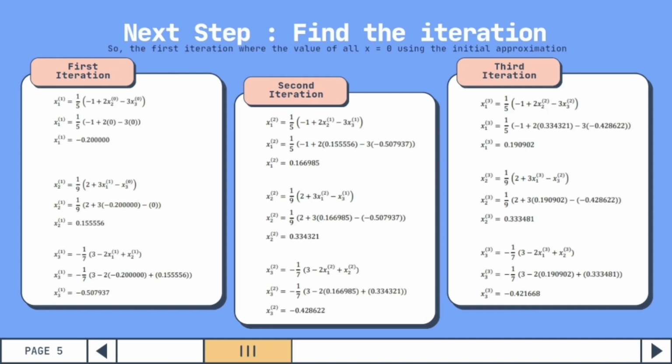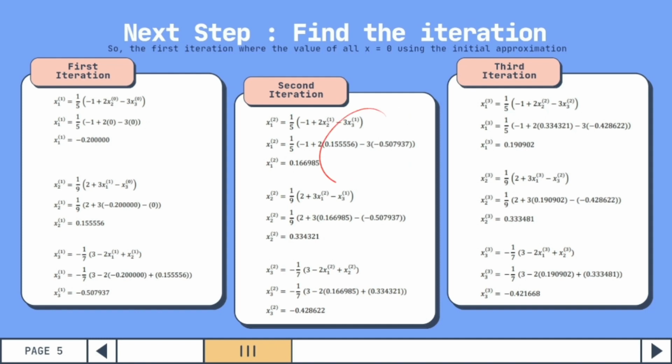After we calculate, we get x2(1) equal to 0.155556. So with x1(1) equal to negative 0.2 and x2(1) equal to 0.15556, we substitute these values into the third equation: negative 1/7 multiplied by (3 minus 2(negative 0.2) plus 0.15556). We calculate it and get x3(1) equal to negative 0.507937. We use this value for the second iteration.